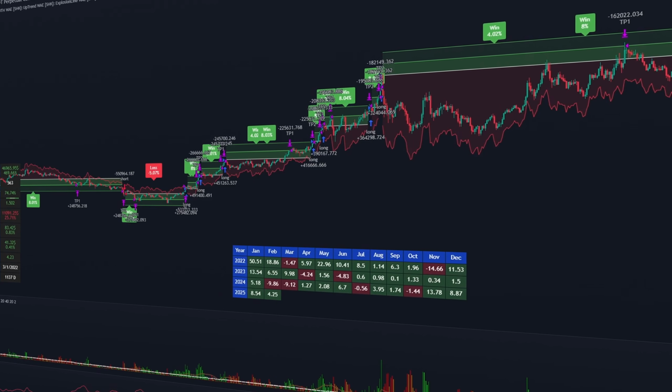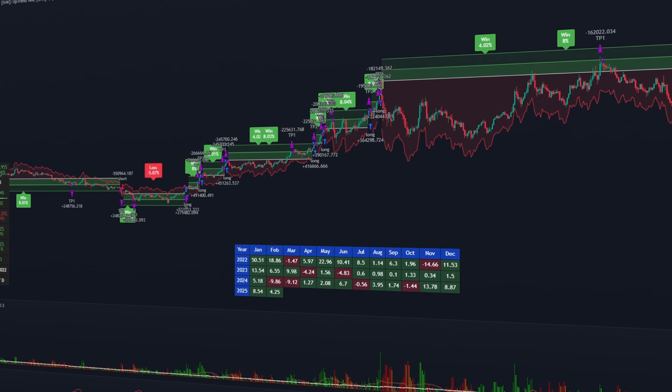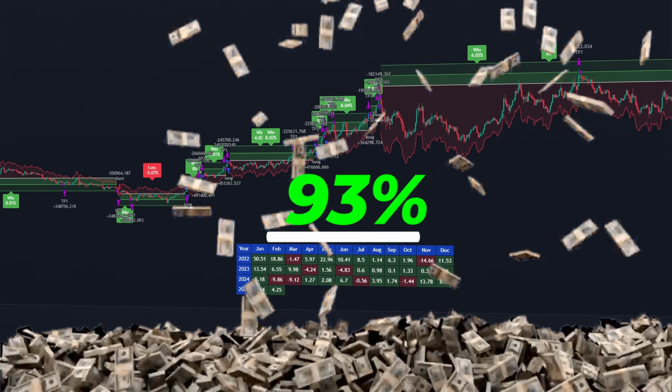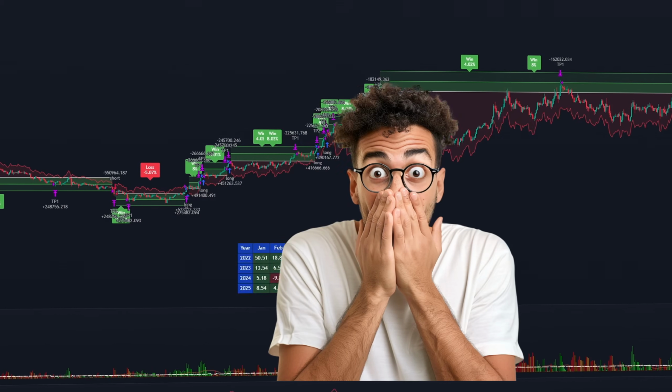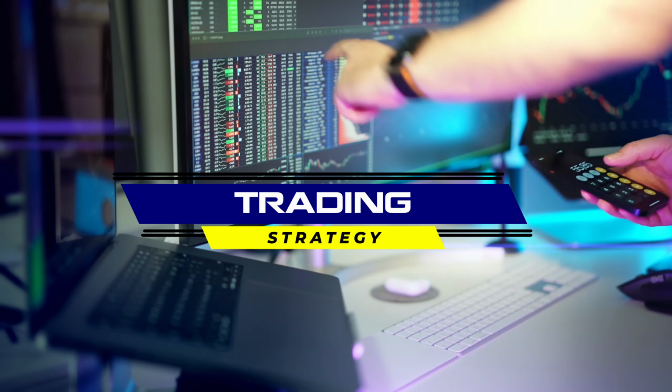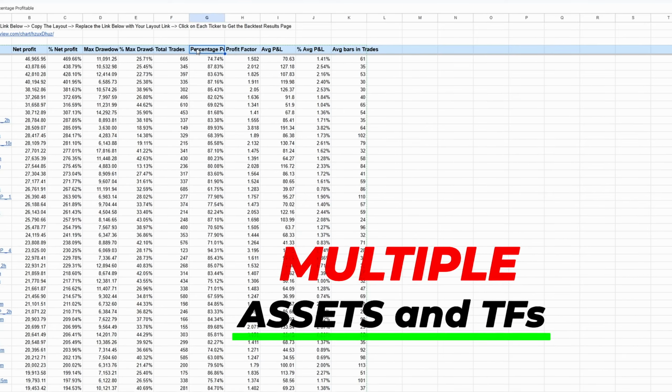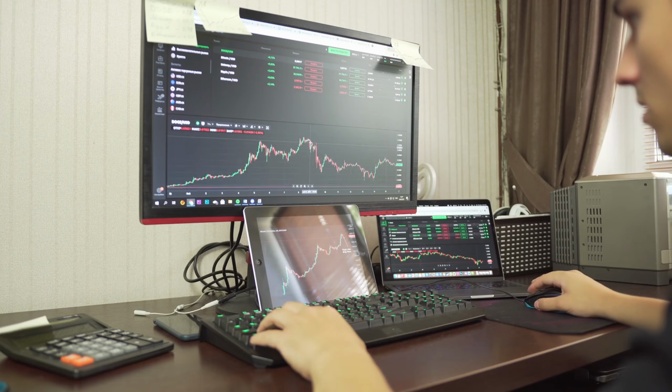Ever wondered if a trading strategy could give you a win rate of up to 93%? Sounds crazy, right? Well, today we are diving into a trading strategy that works across multiple assets and timeframes, providing reliable and consistent results, not just an overfitted one.